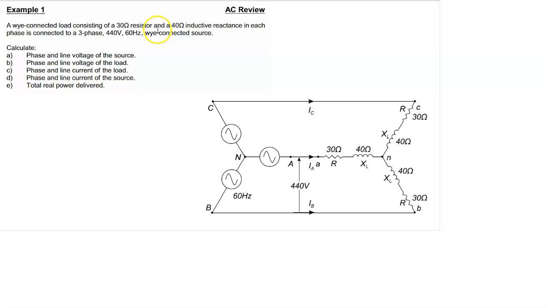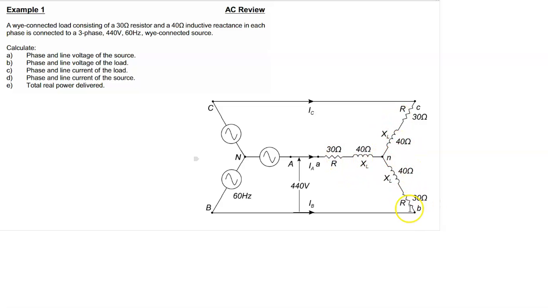Even though we're told that it's a three-phase 440 volt 60 hertz source, we're supposed to interpret this 440 here as a line voltage. So I haven't indicated a phase voltage on here. I've indicated that that is a line voltage. We're told we have a 30 ohm resistor and a 40 ohm inductive reactance in each phase. So 30 ohms for the resistance, 40 ohms for the inductive reactance.